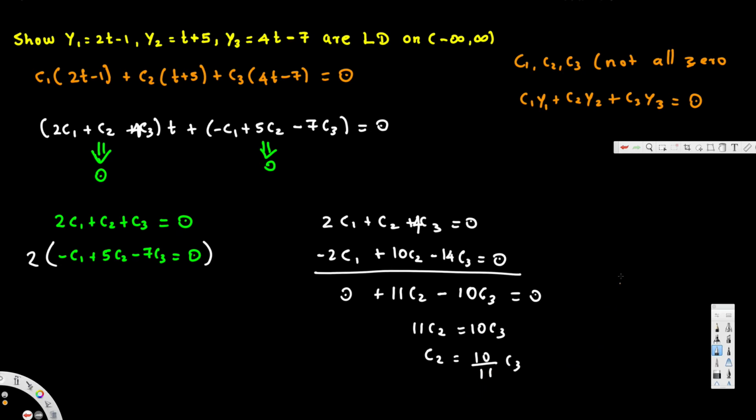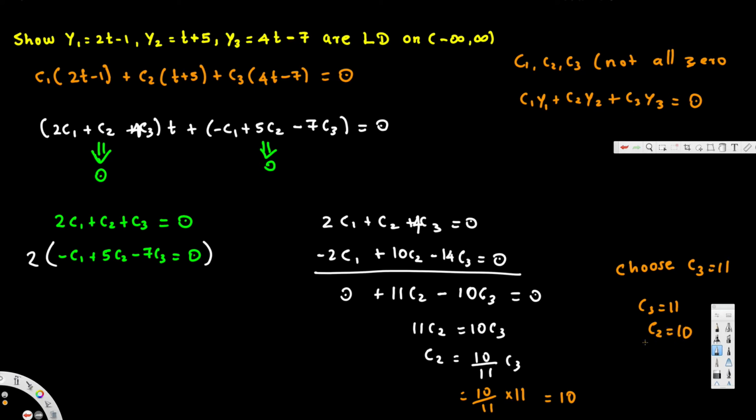So I choose C3 to be 11. You can choose anything you want. If you choose 11, this is going to be 10 over 11 times 11. In that way we will get 10. So C3 is 11 and then C2 is 10. Now we have to find out C1.